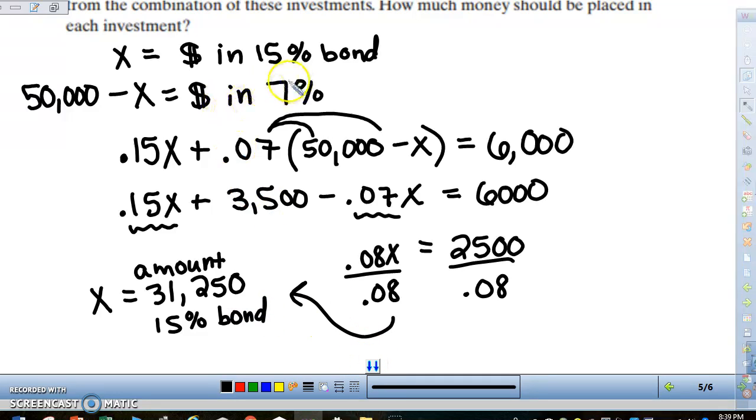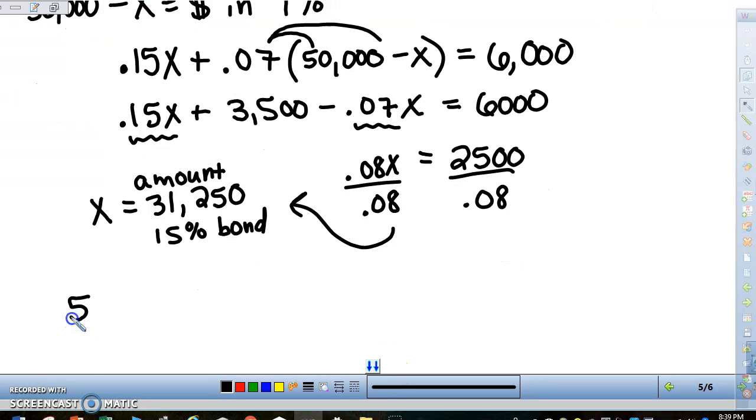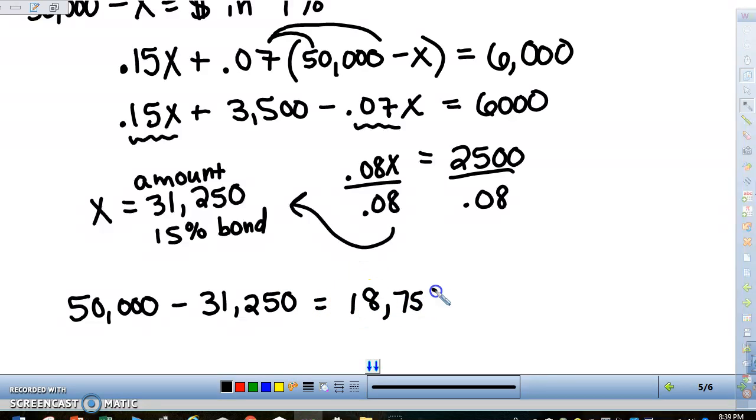Now we know that the amount in the 7% account is going to be $50,000 minus x. So let's do 50,000 minus 31,250. And that equals 18,750. So this is the amount in the 7% account.